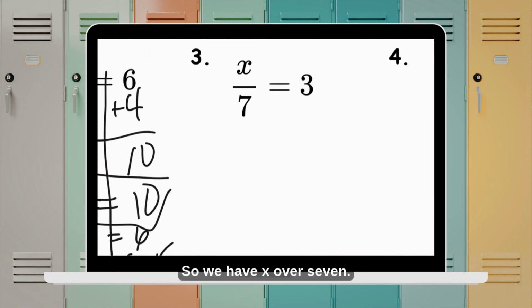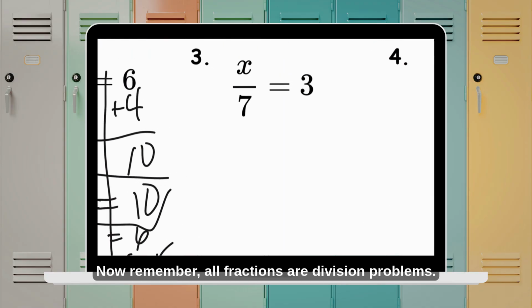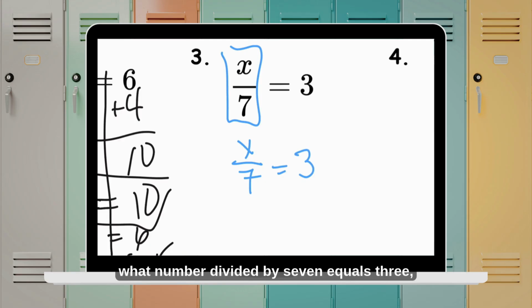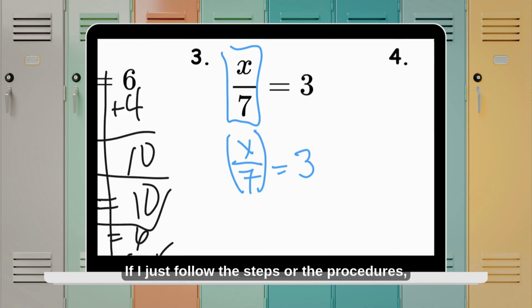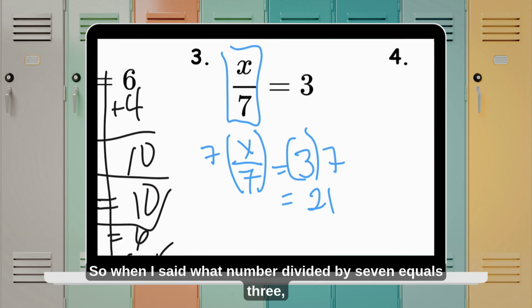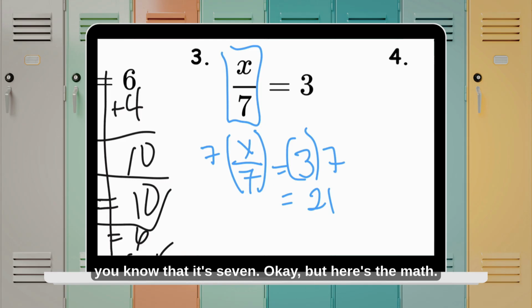Let's look at number 3. So we have x over 7 equals 3. Now remember, all fractions are division problems, so this is the same as x divided by 7 equals 3. So we're asking ourselves, what number divided by 7 equals 3? You can probably do that in your head. If I just follow the procedures, we undo division by multiplying. So I would multiply both sides by 7. And there's our answer. 3 times 7 is 21, and hopefully you know your multiples of 7.